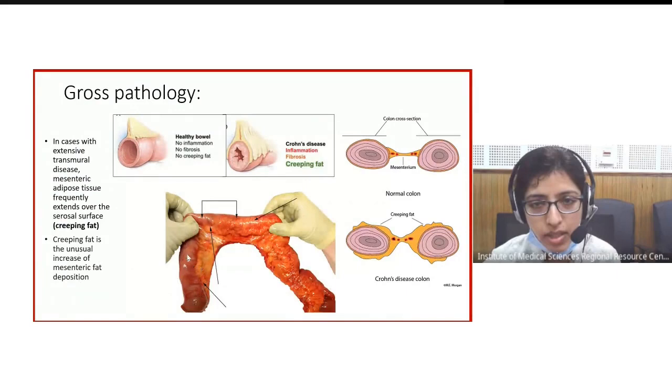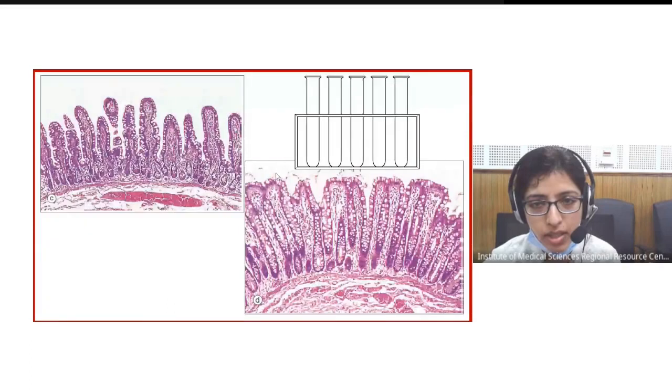Here again you see the normal shiny serosa, and this is the attached mesentery where the fat is, and in this region the fat has crept onto the serosal surface. Okay, so this is important to understand. I hope this is clear. What do we mean by creeping fat? This is again a feature we see in inflammatory bowel disease.